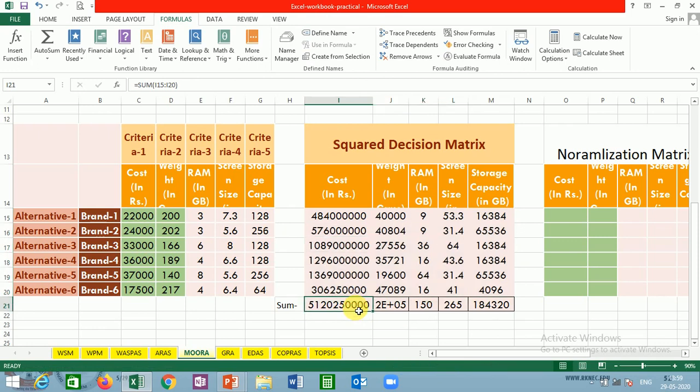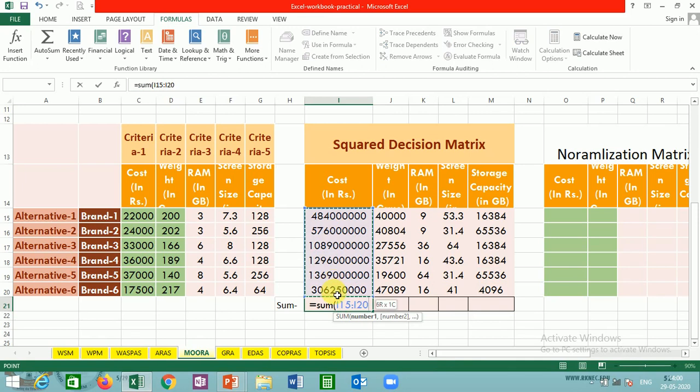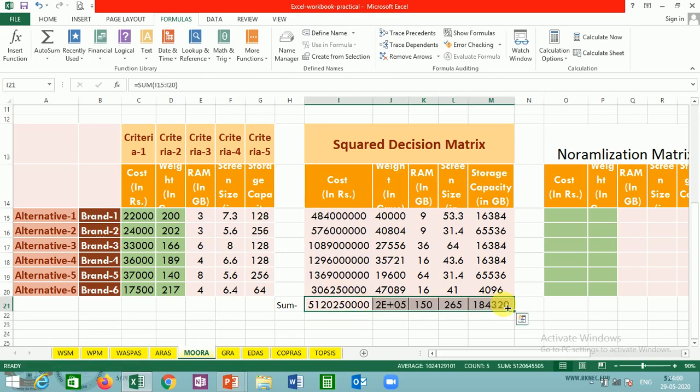This should be a sum. So let us calculate the sum also. Let me delete this value. Let us make a sum of all these values. So let's get the sum of the values. So this is how the sum is. Now let us again drag it here. So this is the sum.